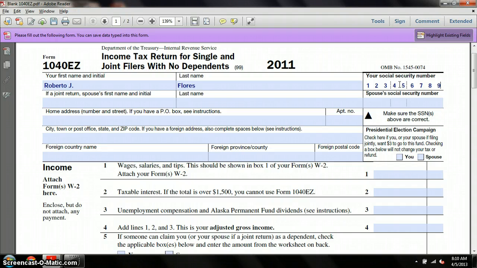If that happens to be your social security number, just don't tell anybody. Everybody will just think that you're using the same thing everybody else is. So there's Roberto's name, social security number.